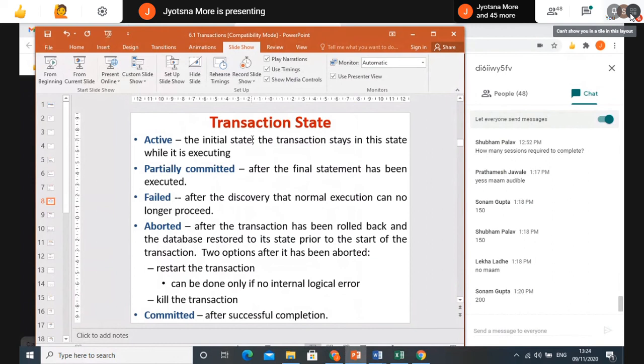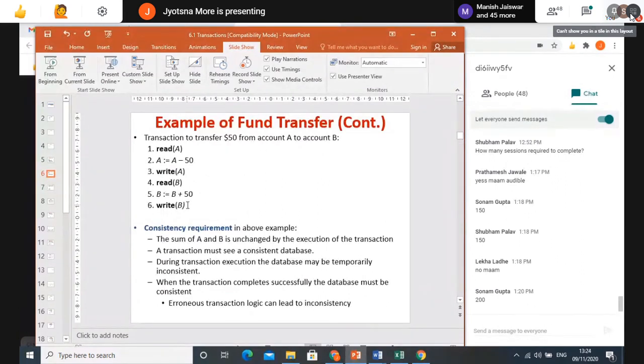Active, the initial state of your transaction. The transaction stays in this state while it is executing. I am running, the steps of the transaction are executing, so I am in an active state. Partially committed is after the final statement has been executed. I have executed till here, step 6, so I am in partially committed. Immediately after this, once I commit writing the value of B, if I am not receiving any failure, I can say I am entering the committed state.